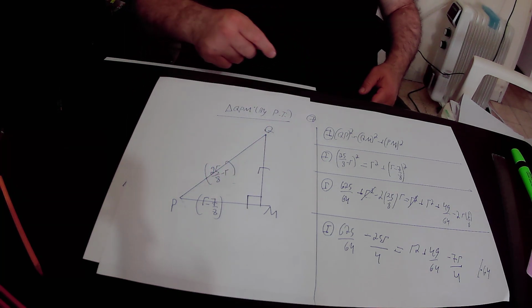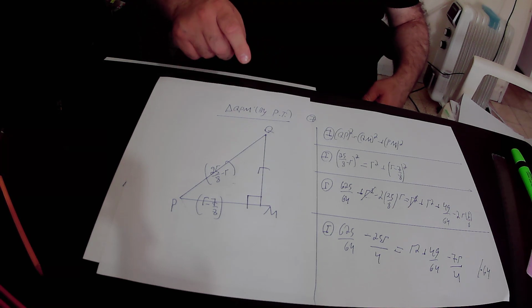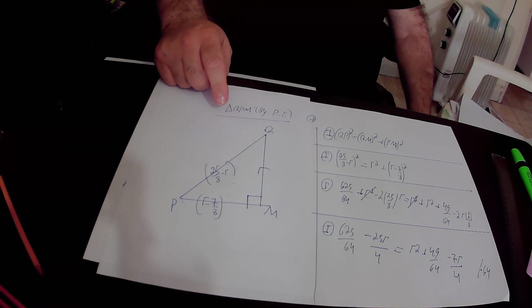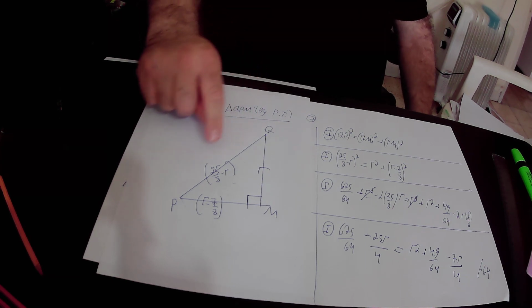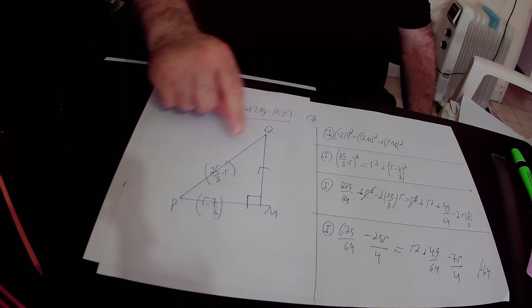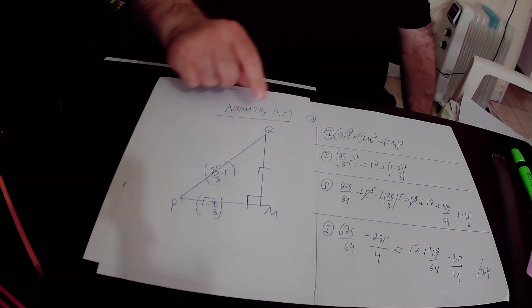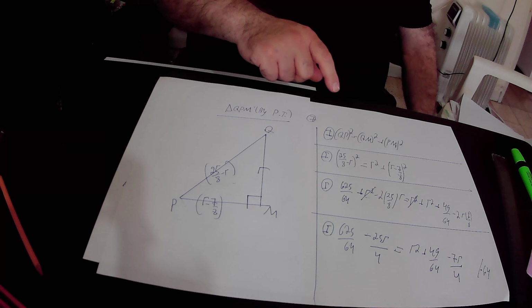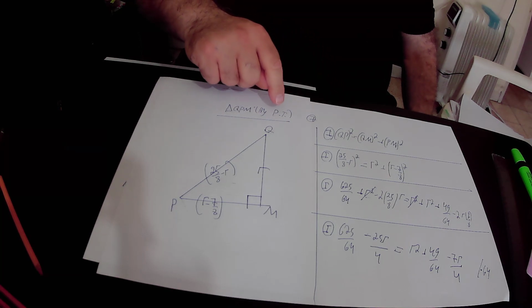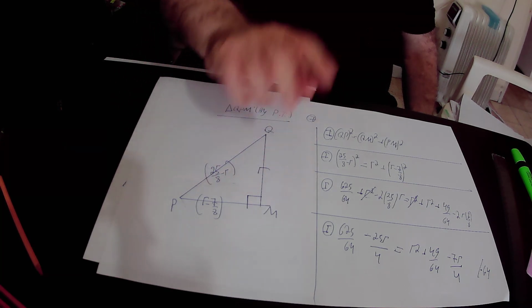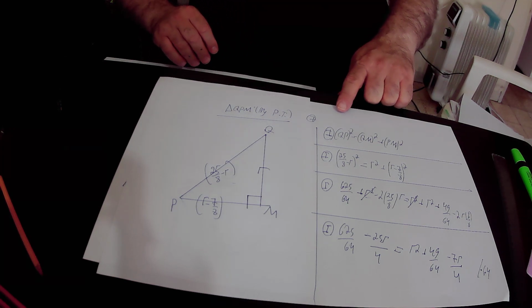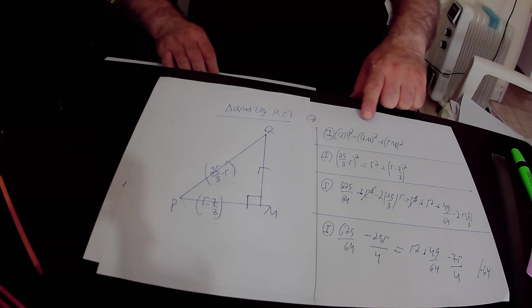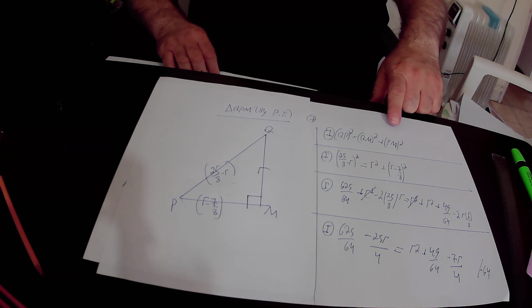We implement the Pythagoras theorem in this triangle MPQ. According to the Pythagoras theorem, the square of the hypotenuse equals the sum of the squares of the perpendiculars. The hypotenuse is PQ, so its square is PQ squared, and it is equal to QM squared plus PM squared. So QP squared equals QM squared plus PM squared.